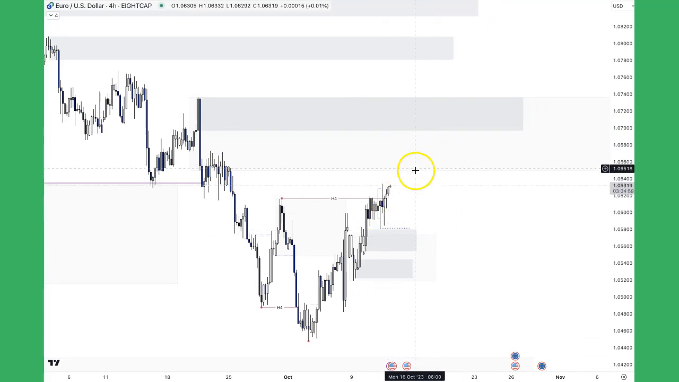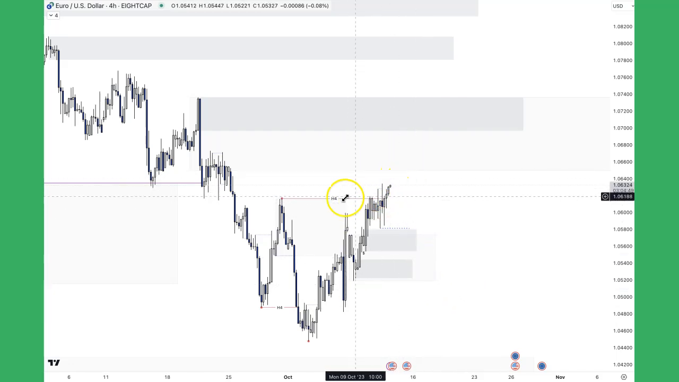Or if we come into the daily, we continue further down to continue the daily bearish trend. But definitely bullish is what I'm looking at. So we've had a daily bullish CHoCH. The H4, we've had a break of structure, and the H4 has turned bullish.